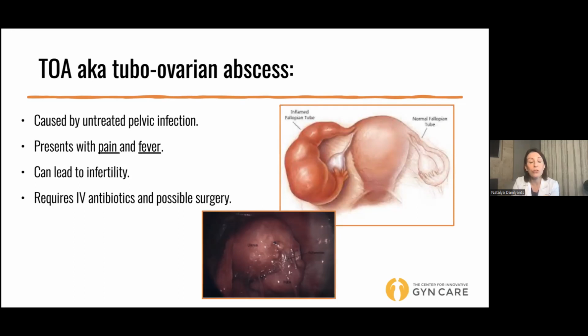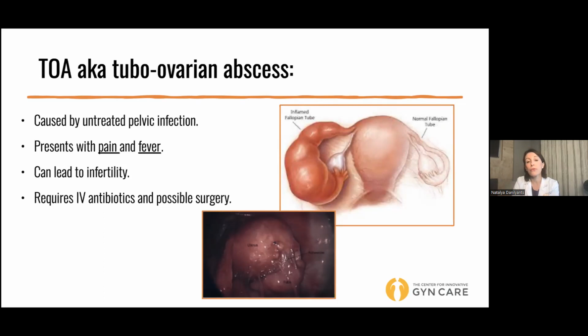It presents usually with pain and fever, and typically patients would come into the ER and get an examination. It would show elevated white blood cell count, which indicates infection. It can absolutely lead to infertility because even after the infection is treated, the tubes are usually blocked permanently. And this condition does require IV antibiotics, possible surgery.